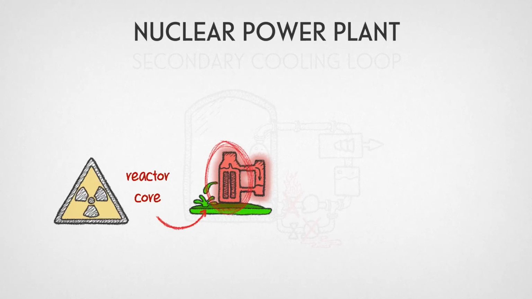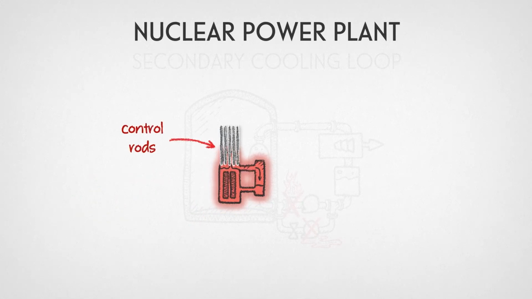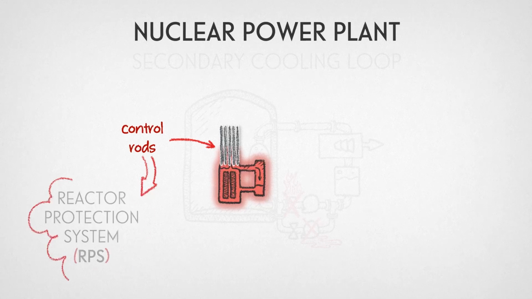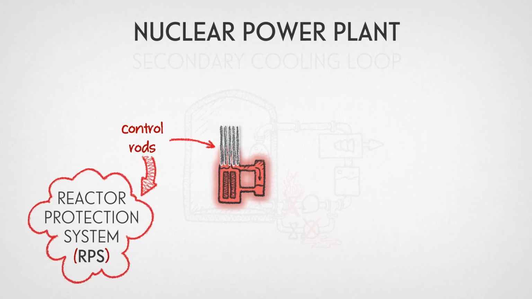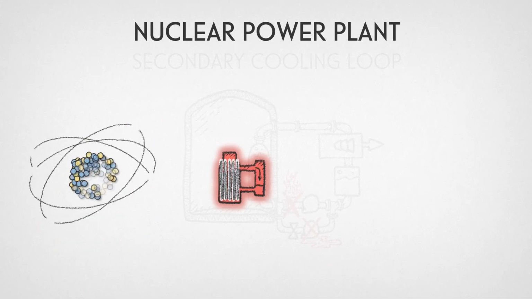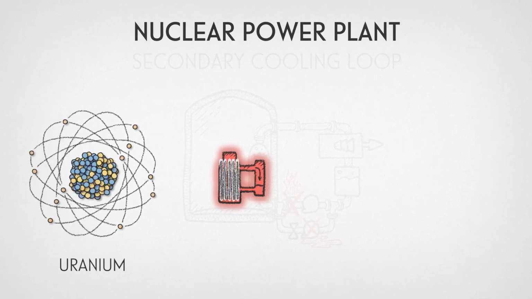So when something goes wrong, it's vital to immediately stop generating heat. This is what graphite control rods are for. Control rods are part of the reactor protection system, or RPS, and pushing them into the reactor core stops the uranium reacting. But we're still in trouble because uranium is more complicated than a teenage love triangle.